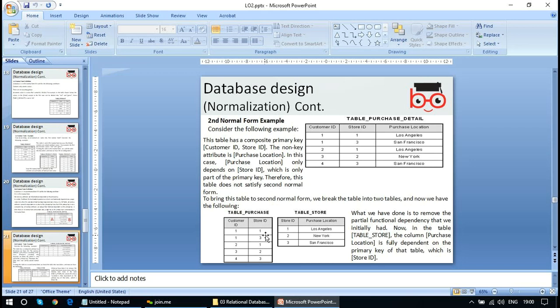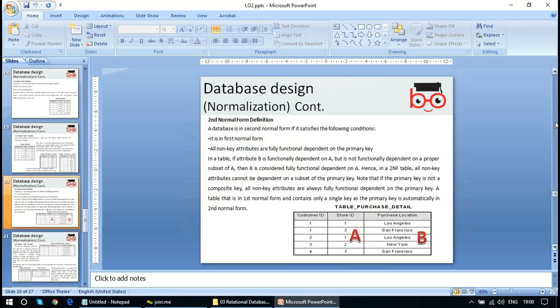Okay. That's normally called the second normal form, where all non-key attributes are fully functionally dependent on the primary key. Previously, Los Angeles was dependent on store ID, but store ID was not the primary key. Was it the primary key? No, because this table contained repeated store IDs.